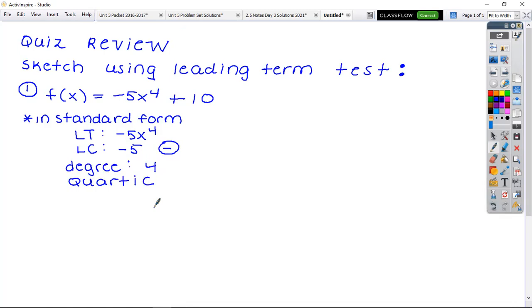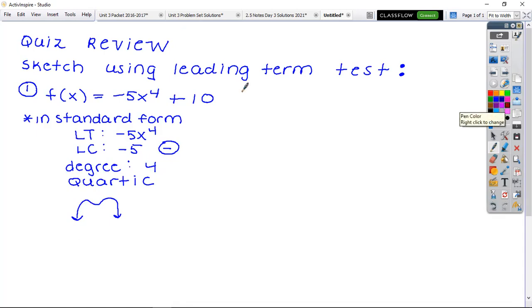And then the last thing we do is draw the picture. So I have even degree, negative leading coefficient. So this looks like one of these. Opens down. Something like that. So that one's all set. How do we feel there? Easy? Okay, so number 2, same directions, different problem.